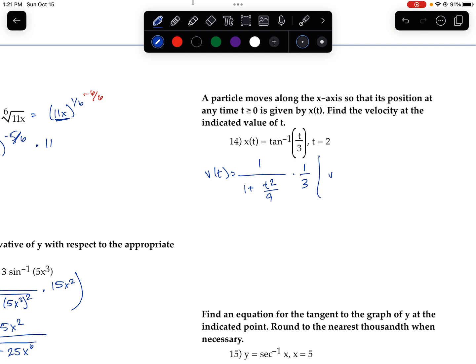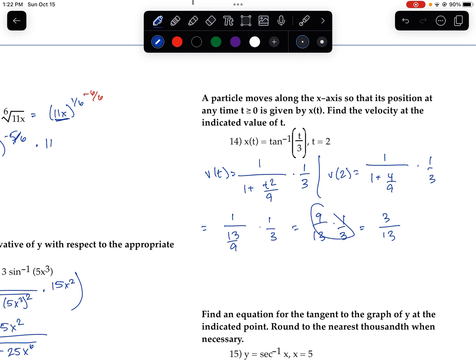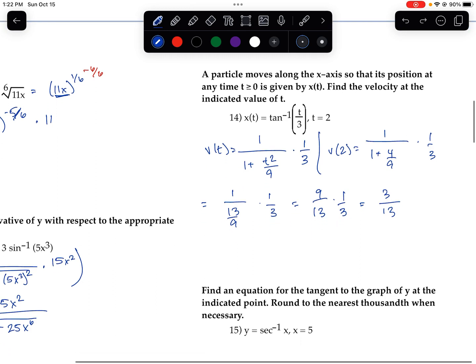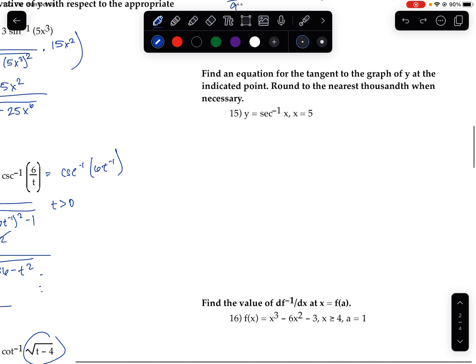So we'll say v of 2 is equal to 1 over 1 plus 4 over 9 times 1/3. That's going to be 9 over 9 plus 4 over 9, which would be 13 over 9, I believe. So we have 1 over 13 over 9 times 1/3. This expression I'm going to keep change flip, so it's going to be 9 over 13 times 1 over 3, which will then be 3 over 13 because those simplify to be 3. And there you go.